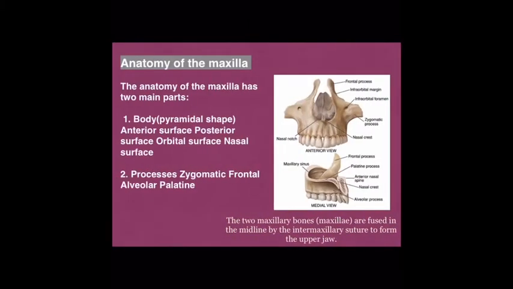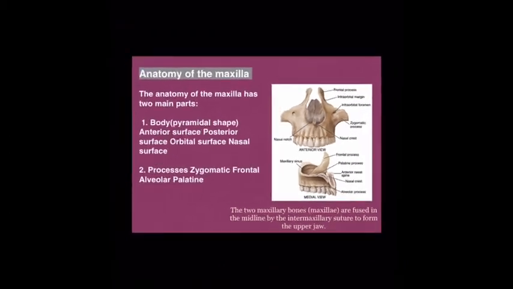Anatomy of the maxilla. The anatomy of the maxilla has two main parts. إلها جزئين اللي هو البادي والبروسيسز. بالنسبة للبادي يكون pyramidal shape شكله هرمي كما موضح بالشكل هنا بالصورة.